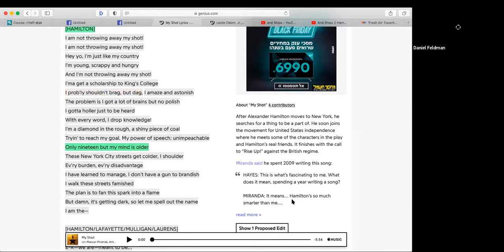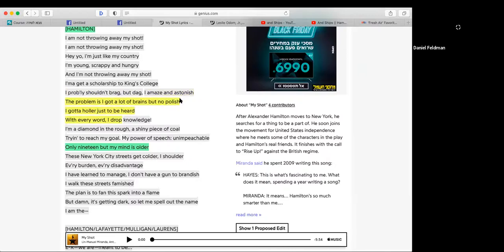That's called internal rhyme. It can be both the last line and a middle line, but when there is a rhyme that is rhyming not with another line, but within the same line, not that hard, just a new word you guys got to pick up. It's called internal rhyme. Here it's amaze and astonish. There's some alliteration, assonance there as well. I probably shouldn't brag, but dag, I am amazed and astonished. The problem is I got a lot of brains, but no polish.